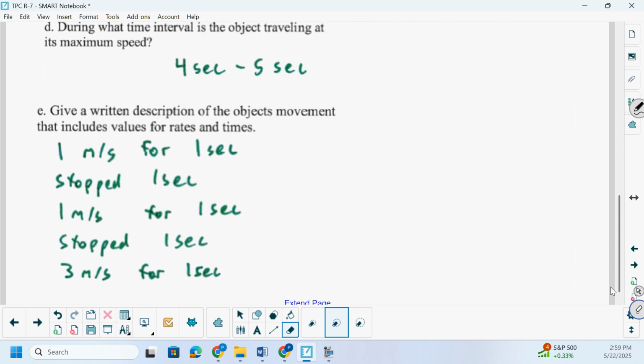And then your description: 1 meter per second for 1 second. You could say there's 0 meters per second for a second, or stop for a second. And then 1 meter per second for a second, stop for a second, and 3 meters per second for a second.